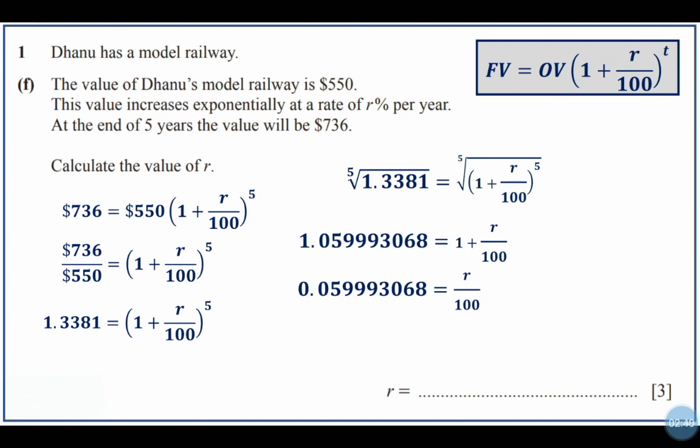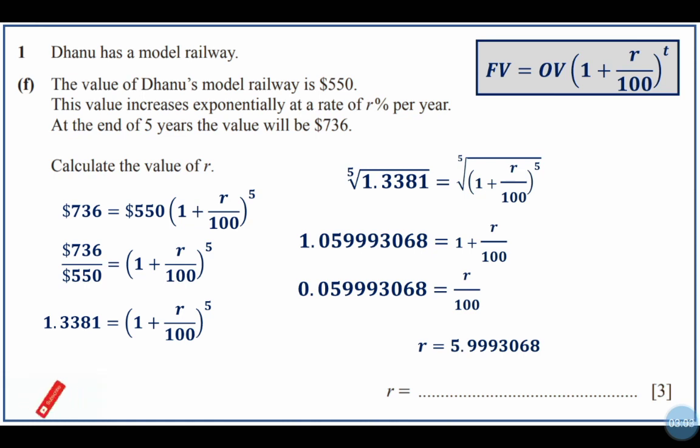Okay, to remove that 100 here, I will multiply both sides by 100. Okay, so it will give me 5.99 and so on. Okay, I have to make my answers, or I want to change my answers into 3 significant figures.